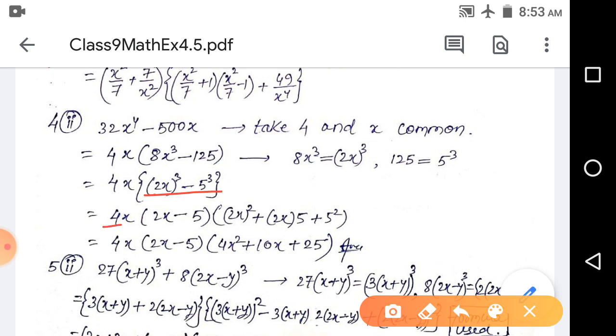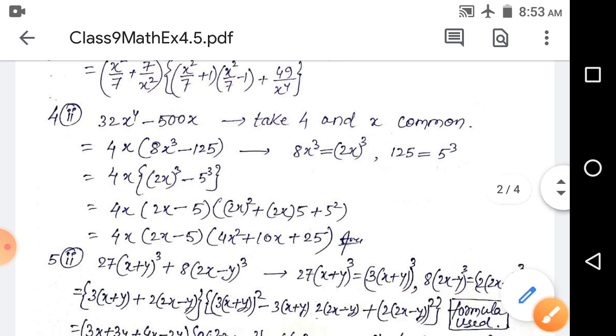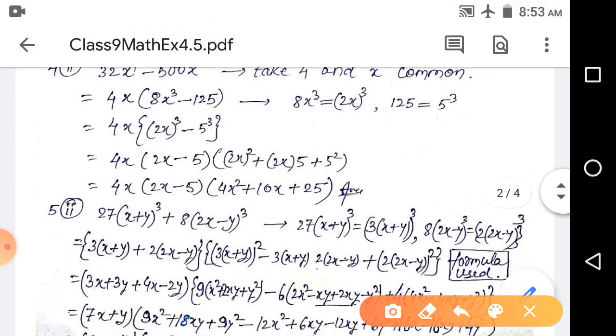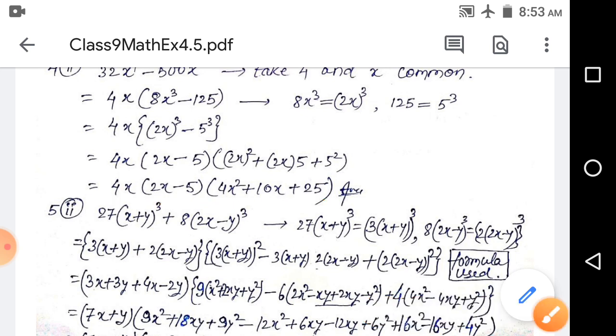4x is left here, and we will use the formula (2x − 5)(2x² + 2x·5 + 5²). And what is left? This is the complete factorization. See, 4x into (2x − 5) into (4x² + 10x + 25). So this is the answer. This is the complete factorization.